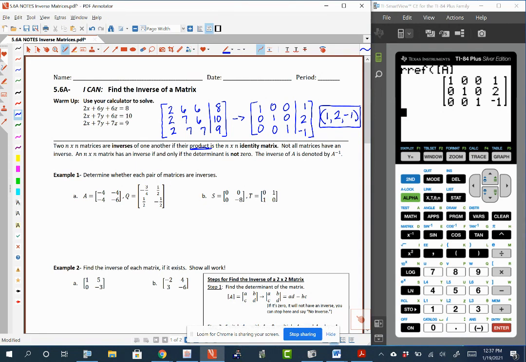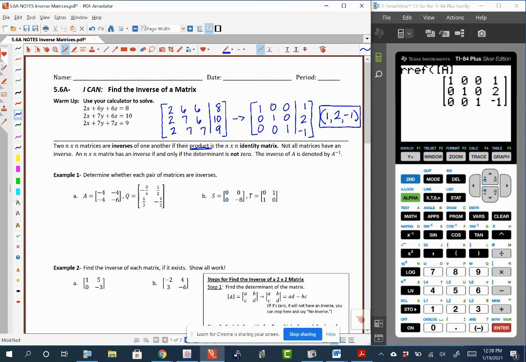So not all matrices are going to have an inverse. Most things that we've worked with in math up to this point have an inverse. They have something that undoes it. But in matrices, that's not always the case. So specifically, an n by n matrix has an inverse if and only if the determinant is not 0. So when we get that determinant of 0, we know that there cannot be an inverse. And we'll review that in just a second.